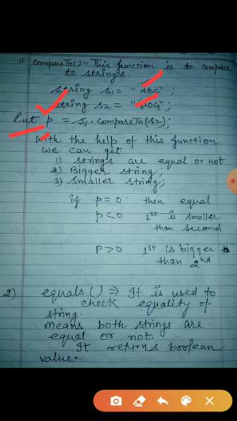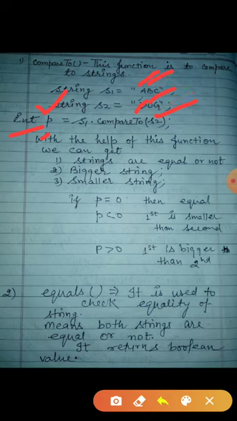Suppose the first two characters of the strings are equal. Suppose here is A, here is also A. Then what will happen? The computer will take the second character of the first string, and again the second character of the second string. Again it compares. Again equal, then it will go for the third. If all are equal, what will go in P? 0. If there is any difference between the characters' ASCII values of the first and second strings, then that difference will go in P. If there is no difference, 0 will go.